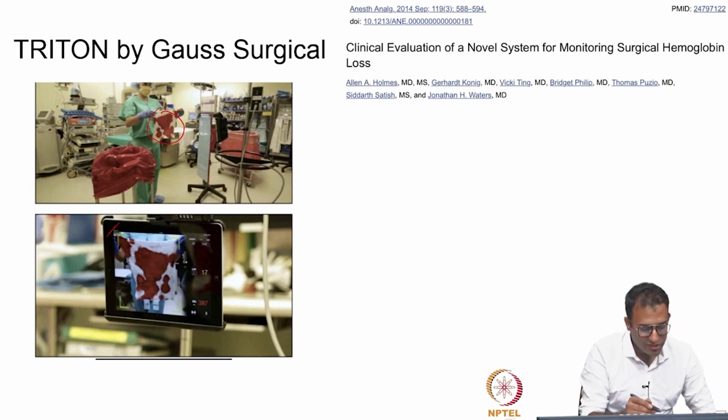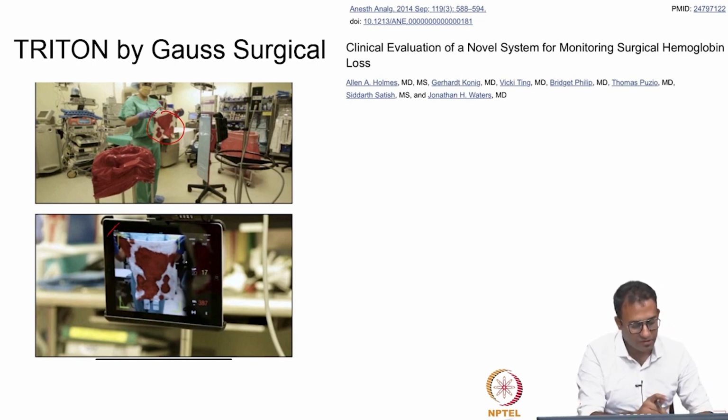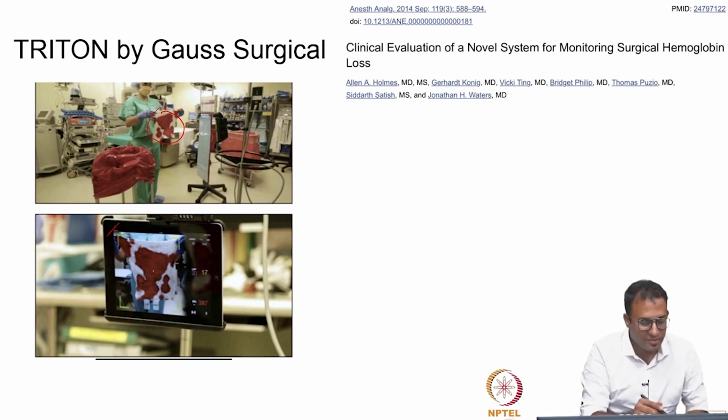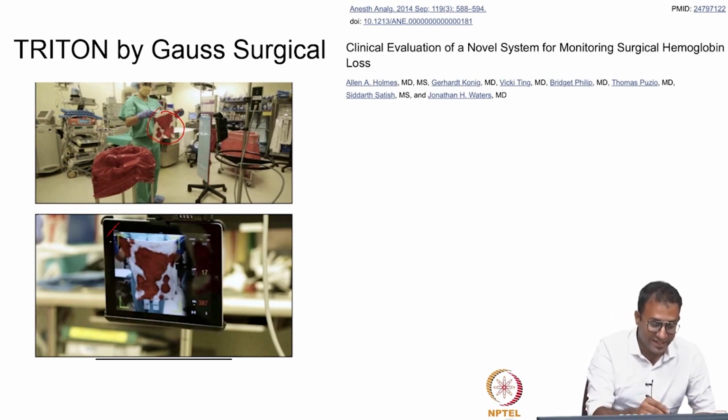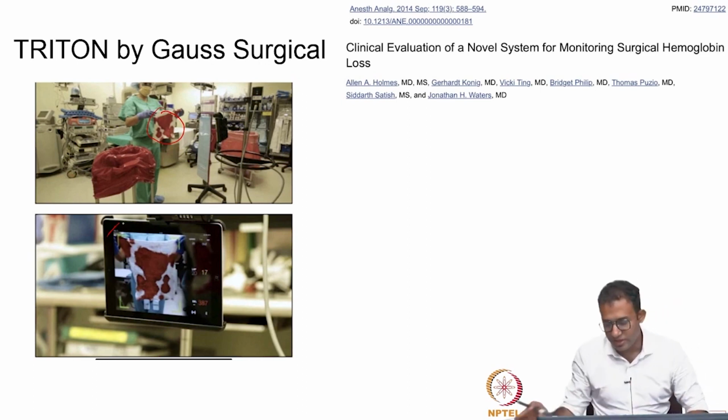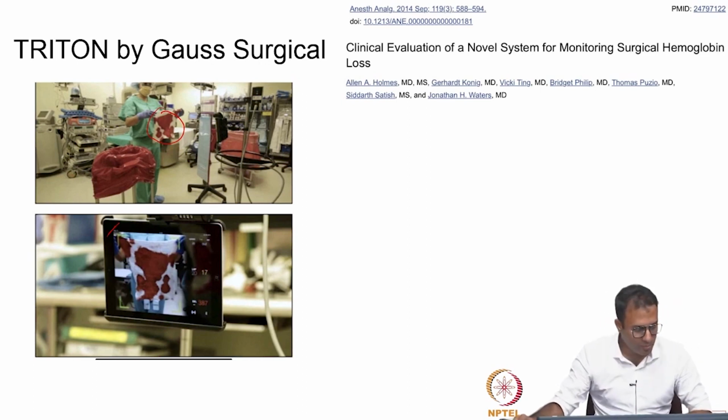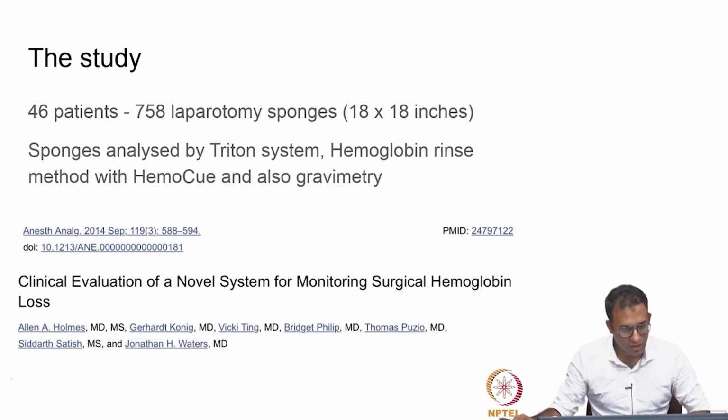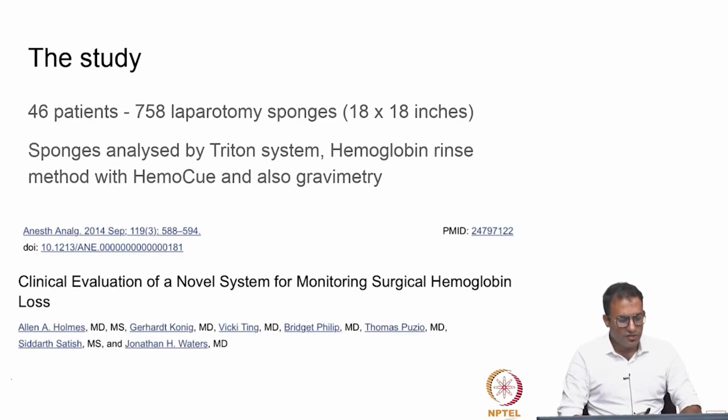So using just plain visual analysis, using computer vision techniques and applying deep learning algorithms, they have been reasonably accurately able to estimate the amount of blood loss in each sponge, and overall gives us an idea about the total blood loss. So this was one of the early studies in 2014. It was published in Anesthesia and Analgesia, one of the leading journals in the anesthesia and medical space.